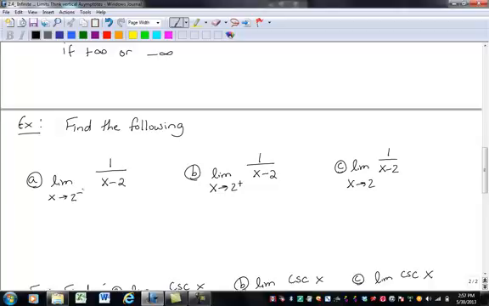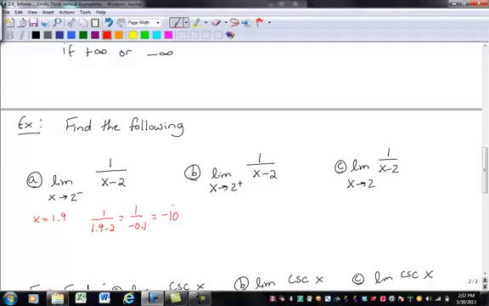So I'm going to choose a number very close to 2, but it's going to be smaller than 2 because I want to find the left-hand side limit. And numbers on the left-hand side are smaller. So I'm going to choose any number that's really close. How about 1.9? That's to the left of 2, and it's close. If I plug 1.9 in for x, I get 1 over negative 0.1, which is a negative 10.